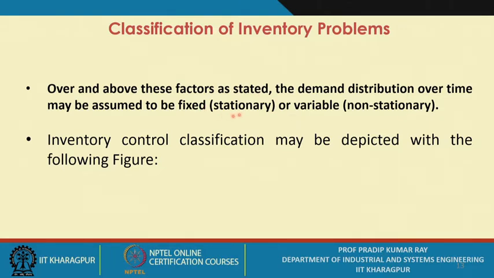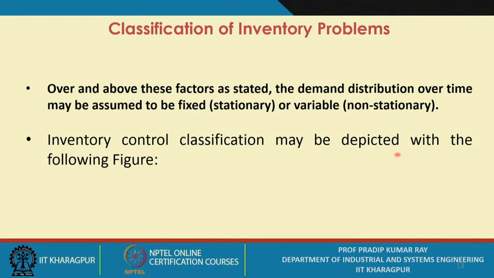Now when you refer to a stationary system, we indirectly assume that the inventory system has become a steady state system. In many cases, suppose the inventory system has been running for a long time, we may have this hypothesis that the system has become stable, or in the steady state condition. So inventory control classifications may be depicted with the following figure.